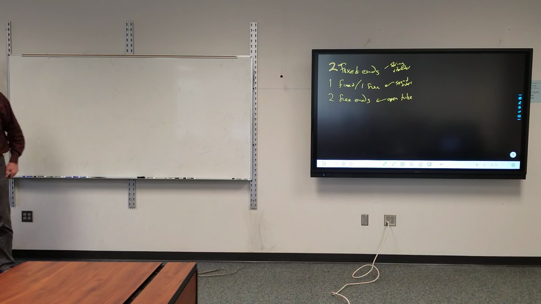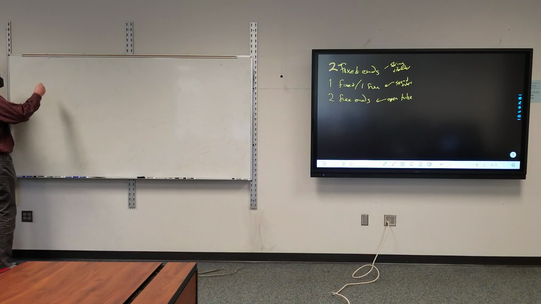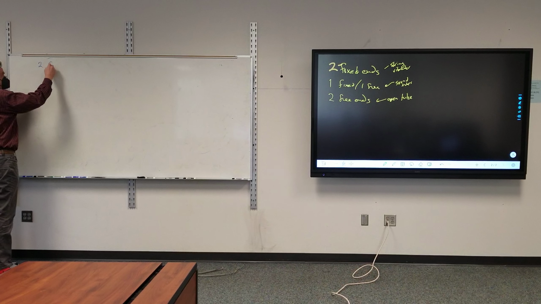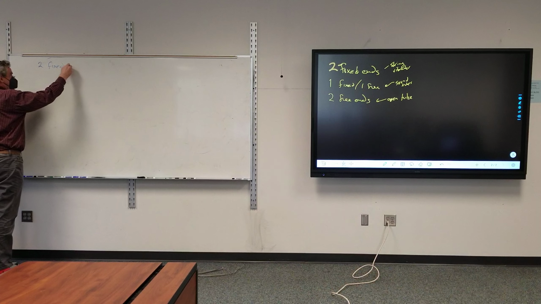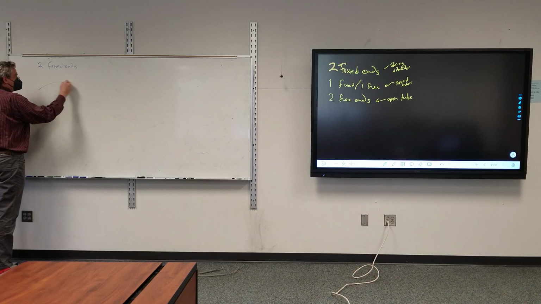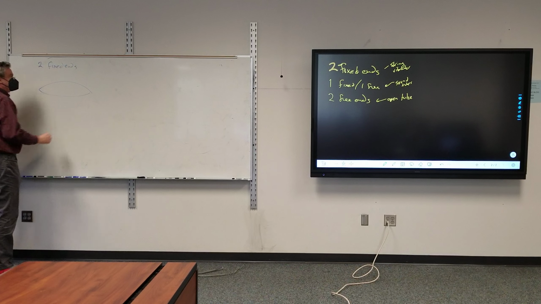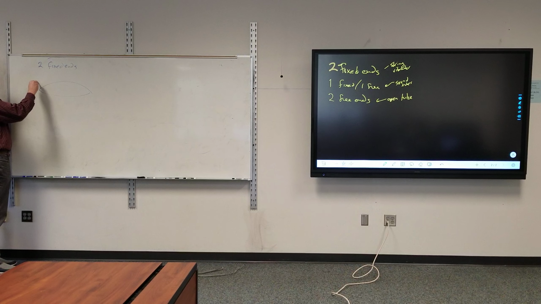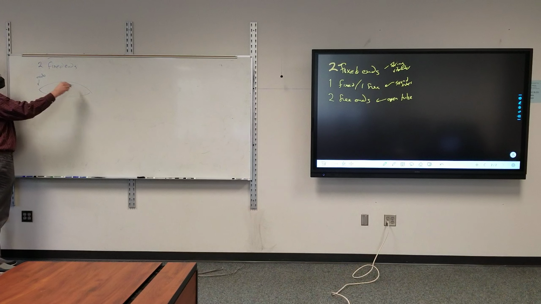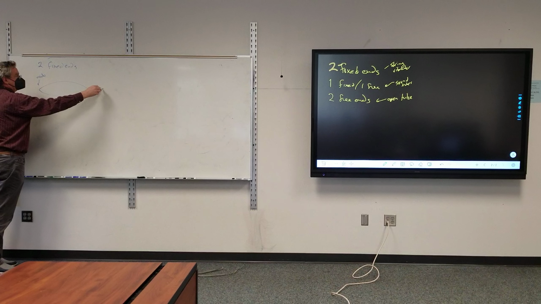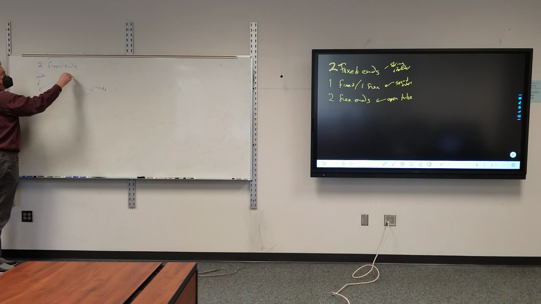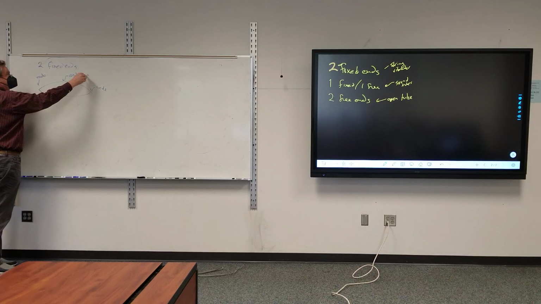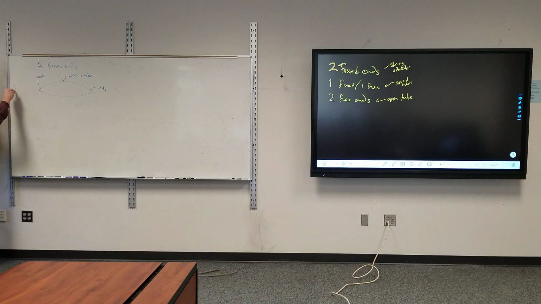All right, so we're sending a wave back and forth. For the two fixed ends, the simplest pattern looks like that. I have a node here, I have a node here, and I have an antinode. This is known as the first harmonic.